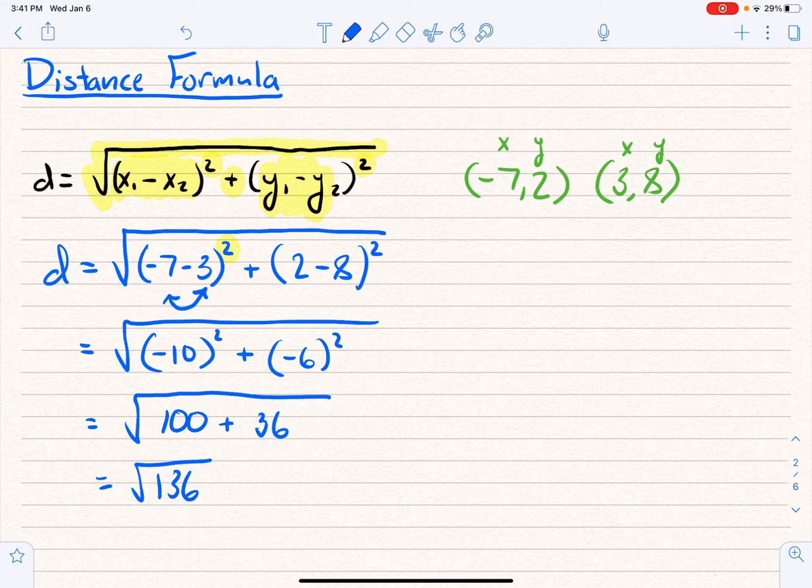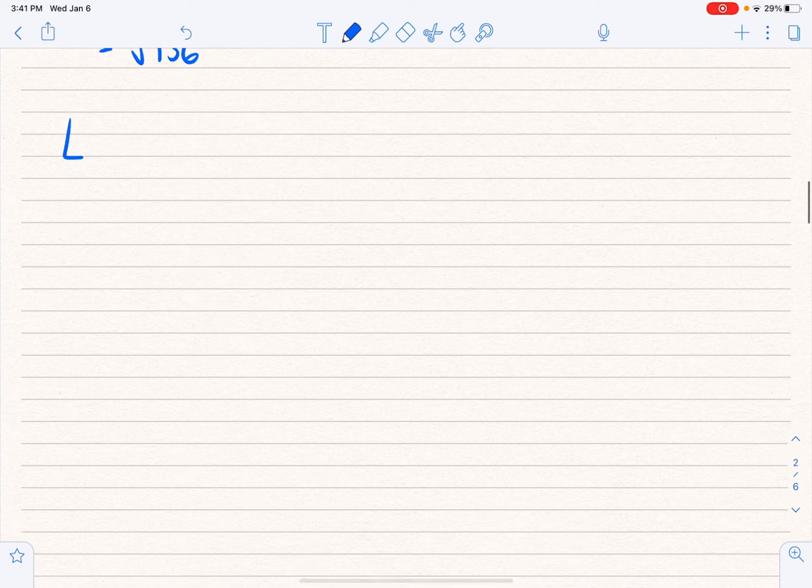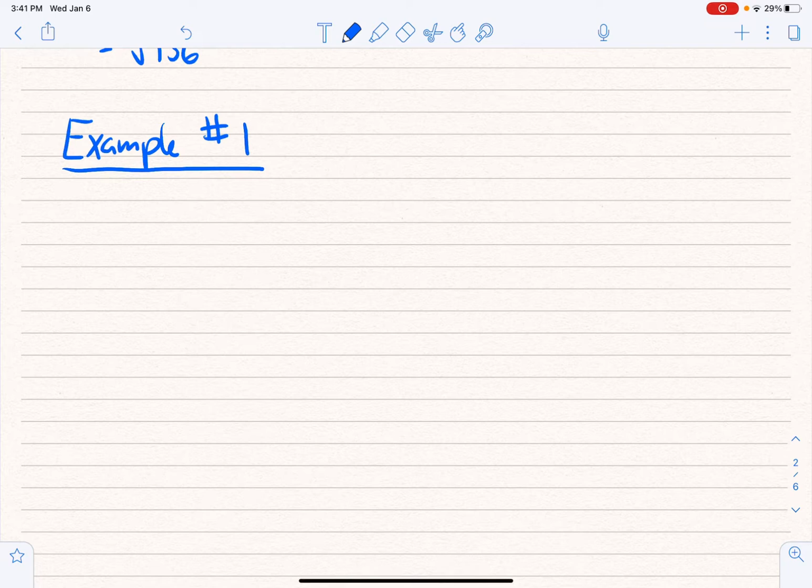It's easy to do. So now what I'm going to have you do is a problem involving the distance formula. This will be our first example. So we'll call it example number one. Okay, and what I want you to do is I'm going to give you 3 points.